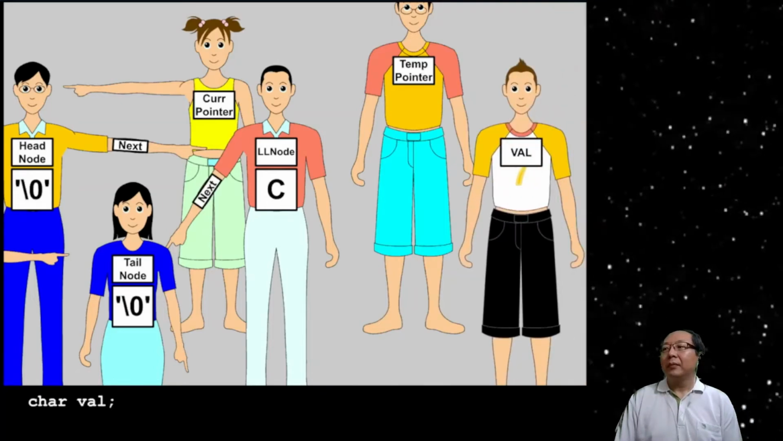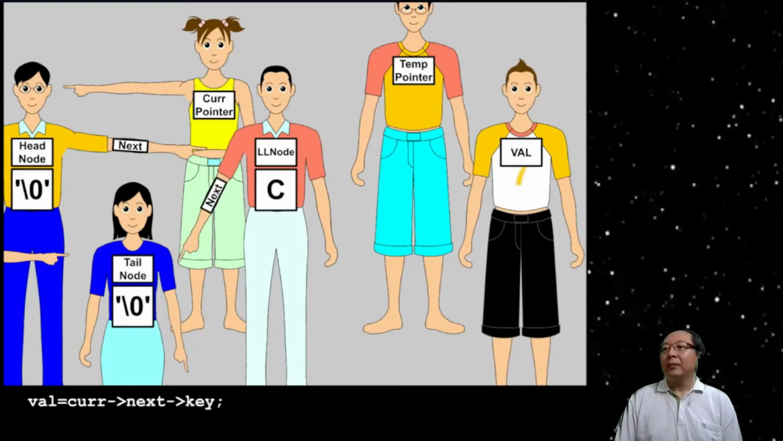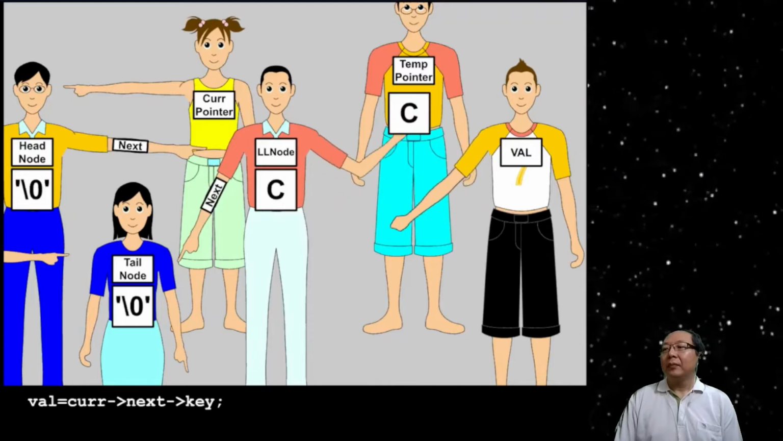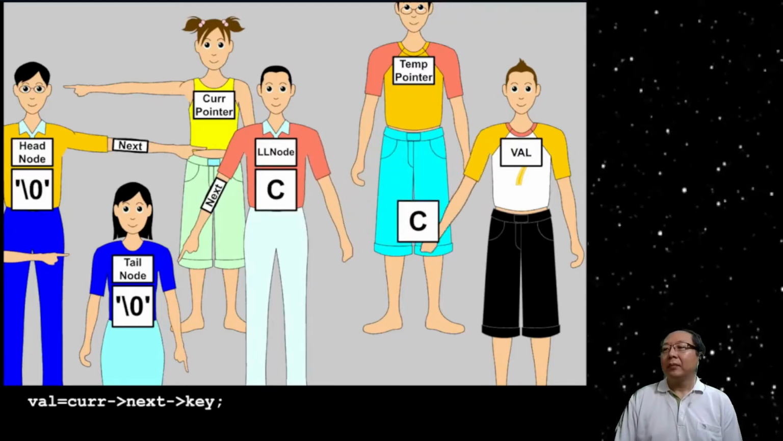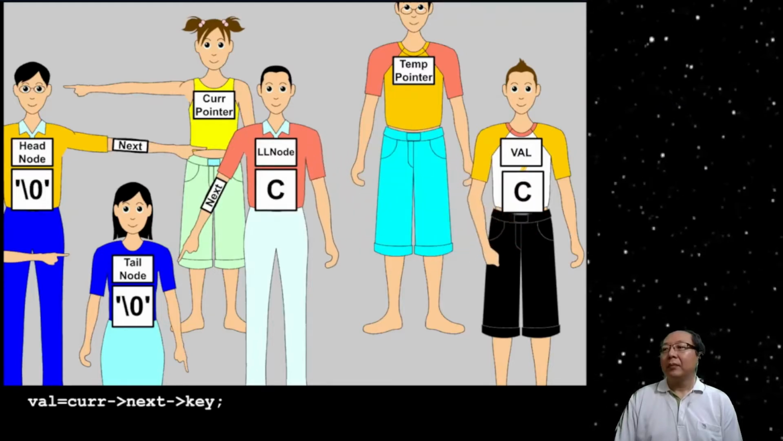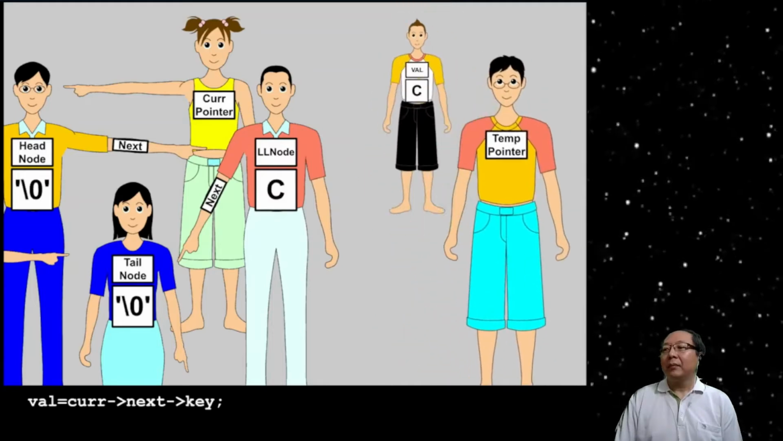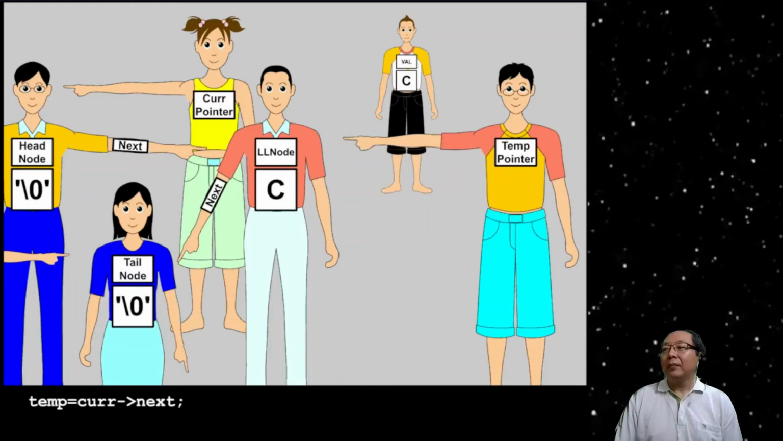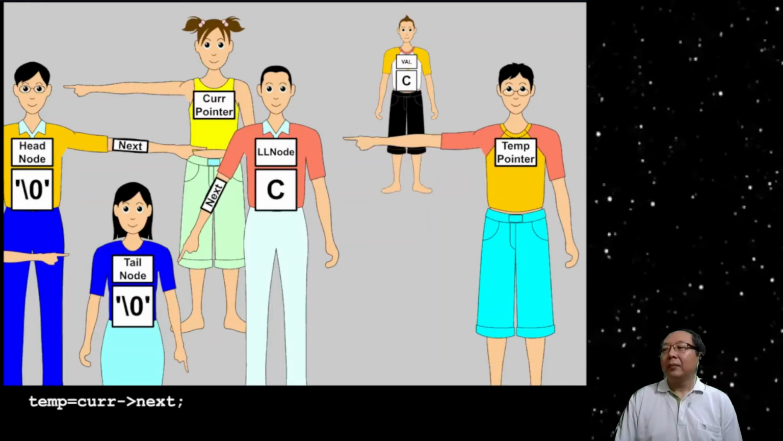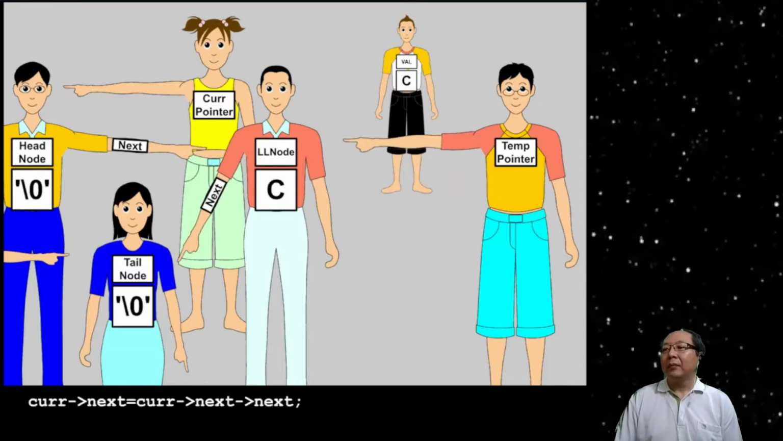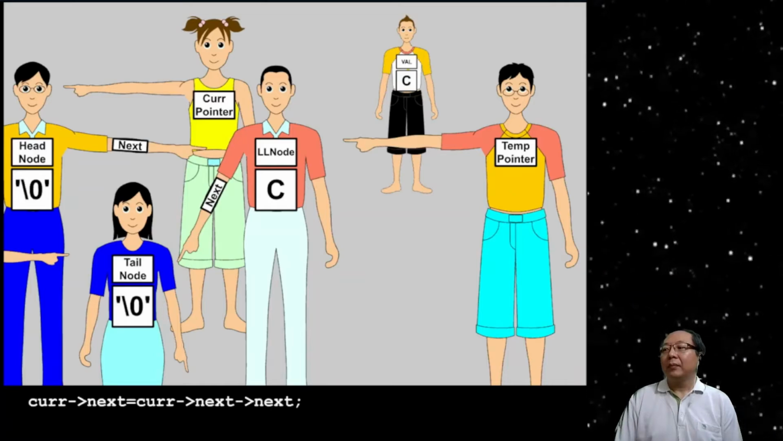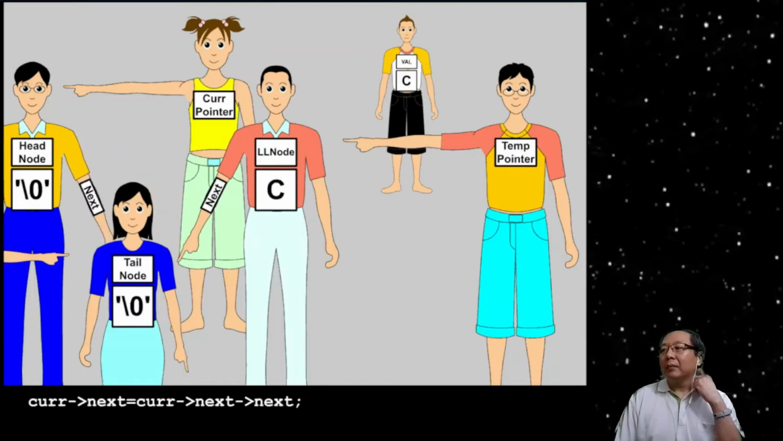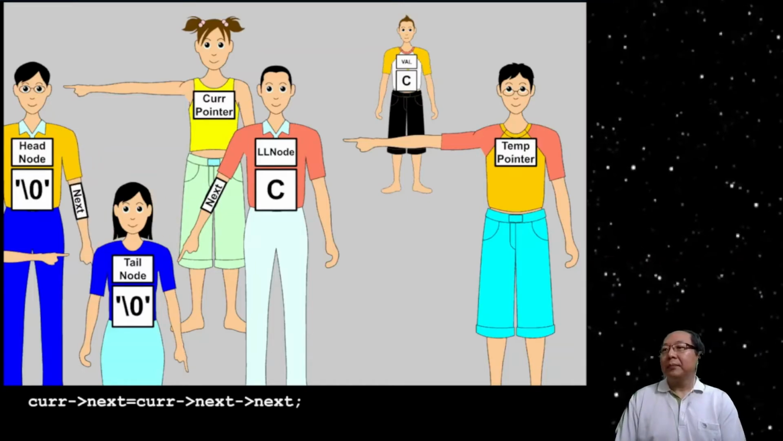Val will store the popped value. This means that we will now have to store the popped value, so we follow car arrow next arrow key and put that value into val. We point temp at car arrow next so that we can find him to free him later. We want to make the head node skip the current first value of C, so we make car arrow next point to car arrow next, which is the tail node.